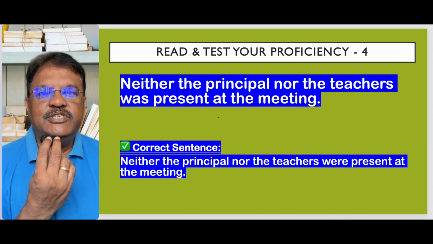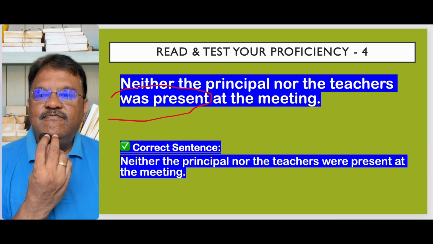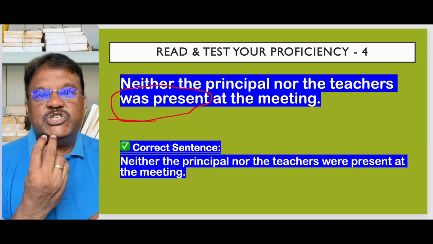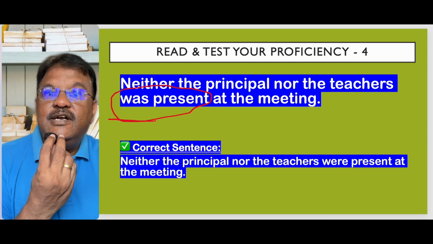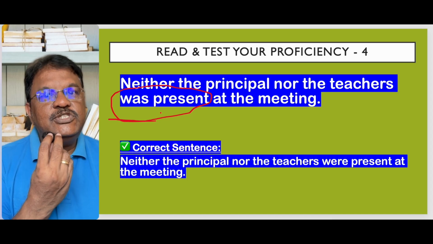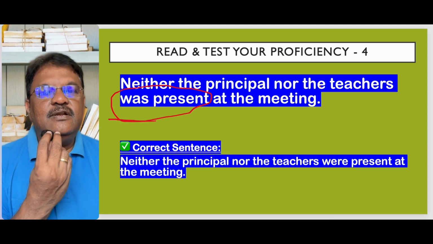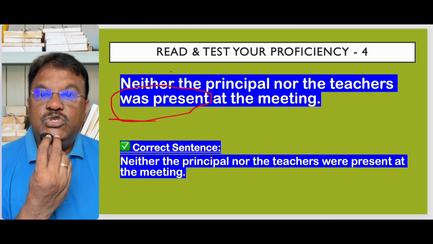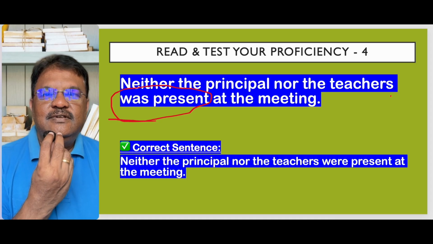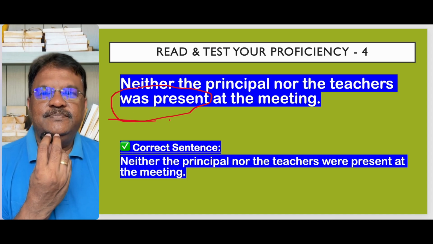Now let's look at the verb of the sentence. What is the verb of the sentence? Was present. This is the verb of the sentence. Because the sentence is written in the neither-nor structure, this verb should agree with the subject which is closer to it. Now let's look at the subjects. Neither the principal nor the teachers. So we have two subjects, the principal and the teachers. The teachers is the subject which is close to the verb was present, not the principal.